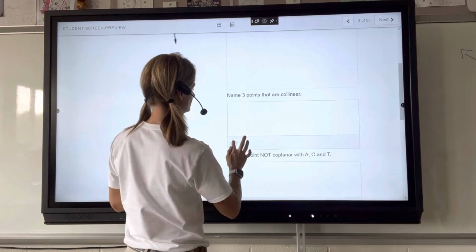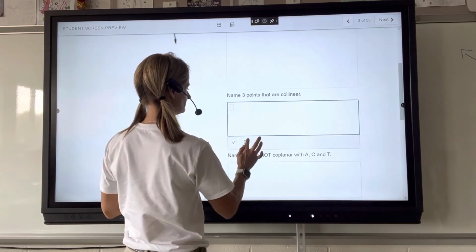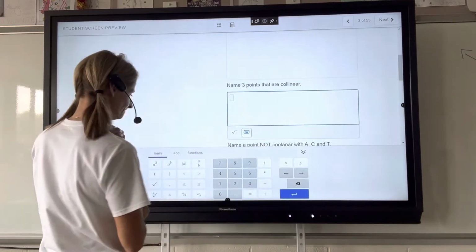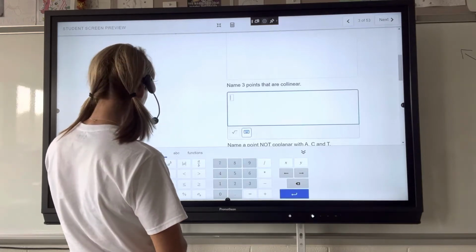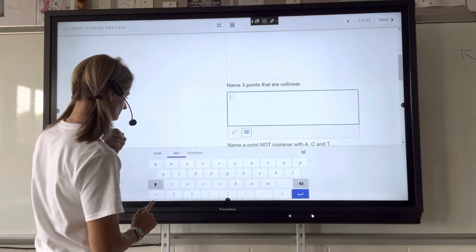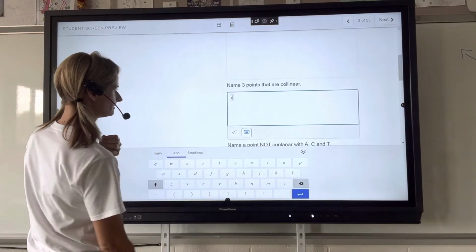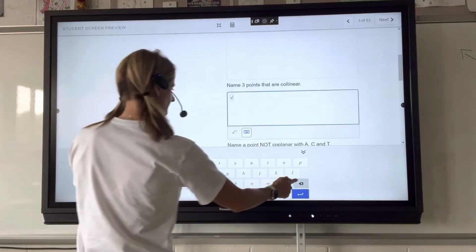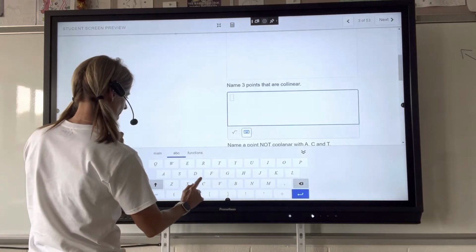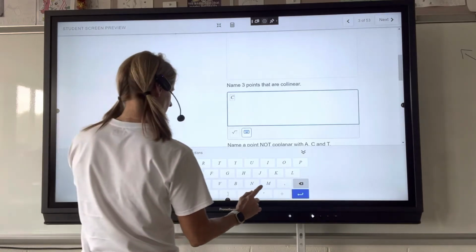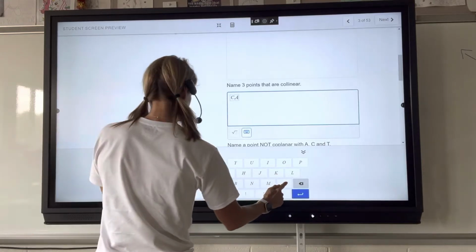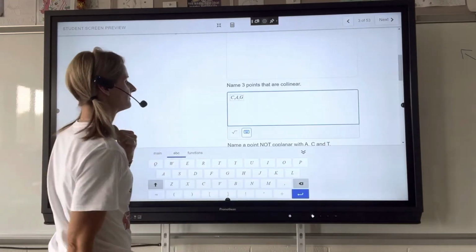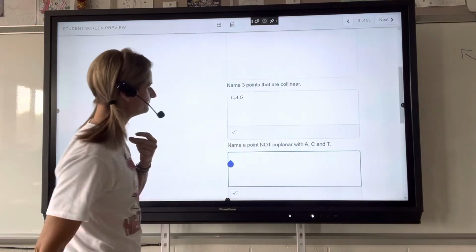Oh, I can't do that, I have to type. Can we write letters on here? Thank you. But I want them to be capital. C, comma, what was it? A G. And G, thank you. Perfect. All right, that wasn't too bad.